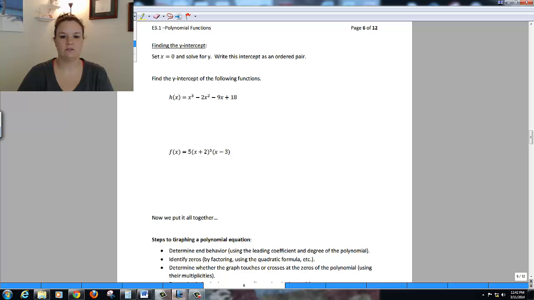So I'm going to do just a couple of finding the y-intercept, and then we'll put everything together. Okay, so y-intercept. Remember h of x is the same as y equals, and to find the y-intercept, we put 0 in for x. So I have 0 cubed minus 2 times 0 squared minus 9 times 0 plus 18. Notice all these terms that have 0 just go to 0. So I get y equals 18. So my y-intercept here would be (0, 18).